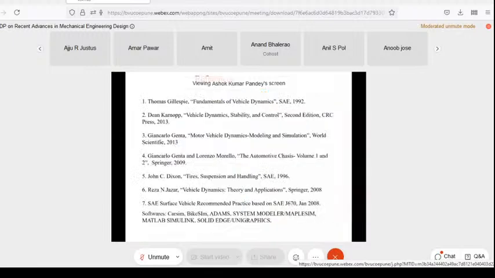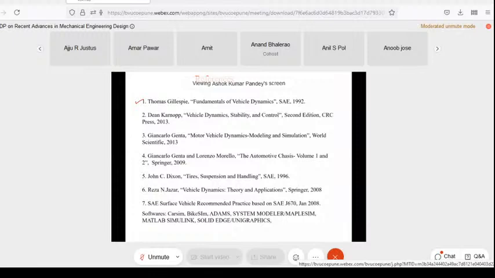Before we talk about any topic, of course we need to look at the important references, and it is important to go to the correct reference. The first one is Thomas Gillespie. He is considered to be the father of vehicle dynamics, and his book Fundamentals of Vehicle Dynamics has been cited by many, and it was one of the first that came into being.